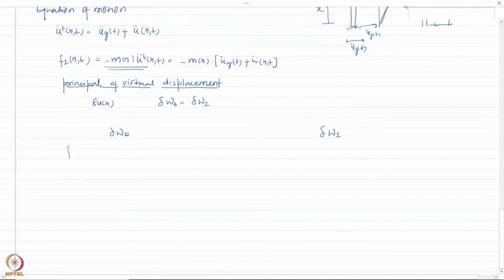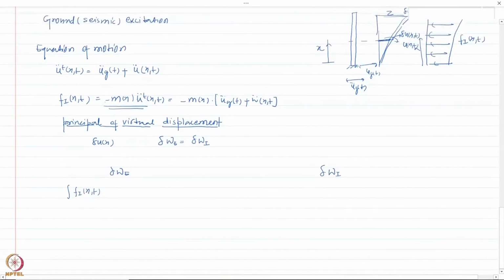So the work done due to the inertial forces would be f_I of x,t. This is the force at any height x, and if you consider the force over the height dx, it would be this times dx. So this is the total force over the height dx. Now this is undergoing a virtual displacement of del u of x,t, and I need to integrate it over the whole height to get the total virtual work done by the external forces.